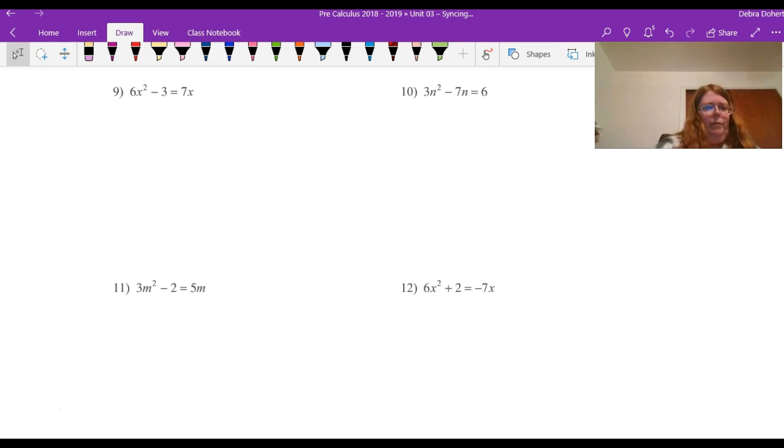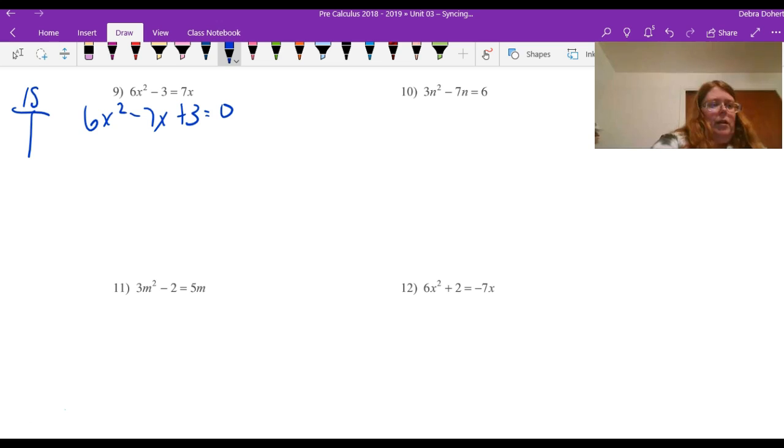Now we're at number 9. We're going to have 6x squared. We're going to subtract our 7x to get it on the other side, plus 3 equals 0. We're going to take the 6 and the 3 and multiply those together. That gives me 18. The factors of 18 are 1 and 18, 2 and 9, and 3 and 6. The larger sign gets the negative, so negative, negative, negative.